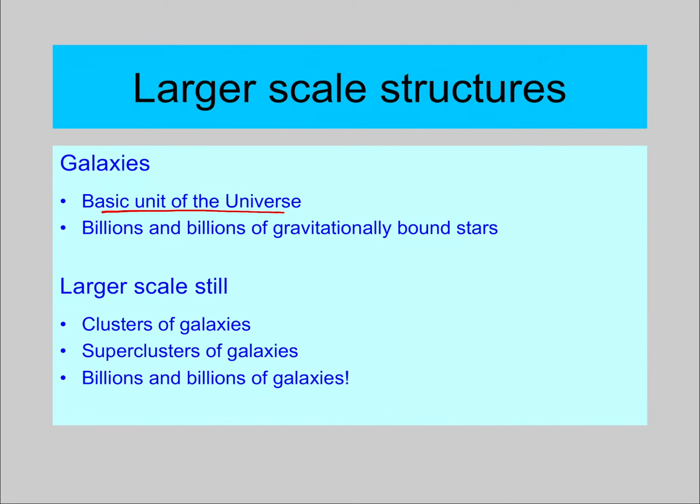But the galaxy is the basic unit of the universe, meaning the universe as a whole is made up of a bunch of different galaxies. So there are billions and billions of gravitationally bound stars like our own. There are planets that travel around these stars just like our own. Whether or not they are hospitable for life is a whole other thing. But even then, our galaxies are part of a larger scale, which is that our galaxies exist in clusters, superclusters, and there's billions and billions of galaxies within our universe.